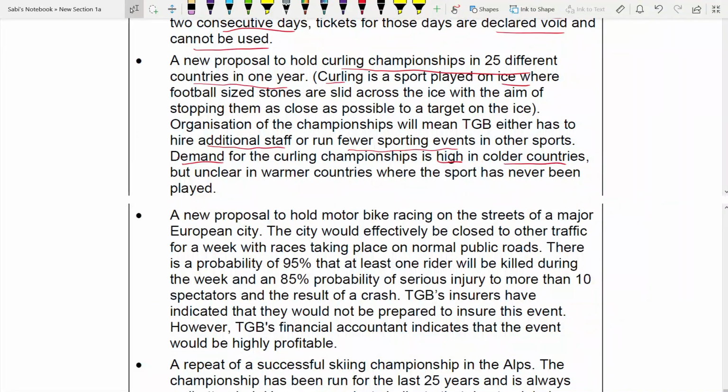Third, a new proposal to hold motorbike racing on the streets of a major European city. The city would effectively be closed to other traffic for a week, with races taking place on normal public roads. That means they are taking it on the normal public roads. So there's a 95% probability that at least one rider will be killed, and an 85% probability of serious injury to more than 10 spectators as a result of a crash. Their insurers have indicated that they would not be prepared to insure this event. However, the financial accountant indicates that the event would be highly profitable.